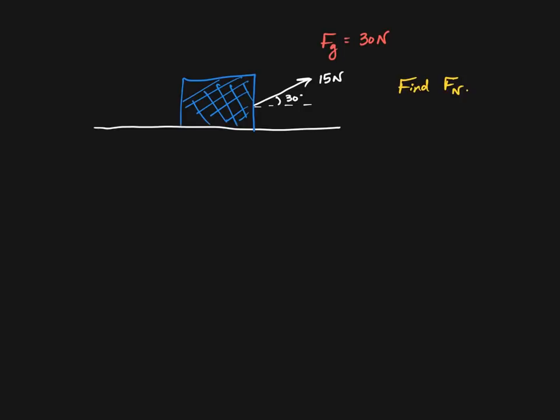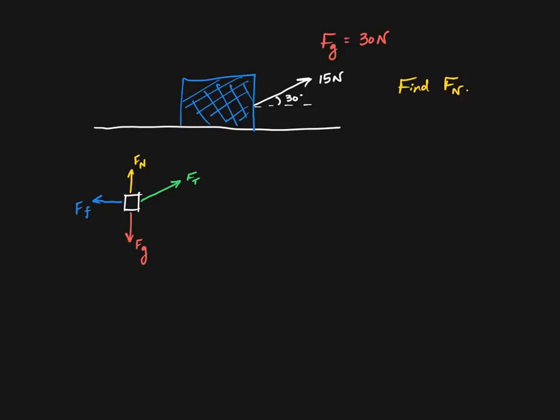So to draw the free body diagram here, we know that we have our force due to gravity. We have some force of friction. We have some normal force. And we have this applied force. I'm just going to call this Fa. And it'd probably be more appropriate to call this Ft because we're pulling it with some sort of rope or cable or something.